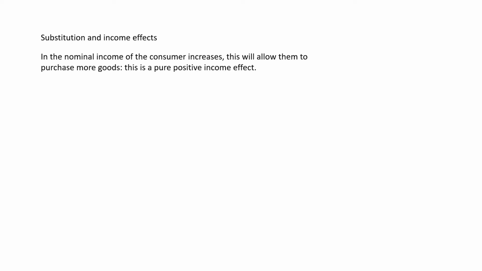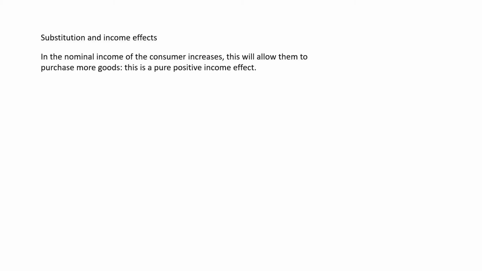In this clip, we look at the substitution and income effects. First, we look at the pure case of an income effect. When the nominal income of the consumer increases, then the consumer will be able to buy more goods and services. That means that his or her purchasing power increased, so the real income increased. This is a clear, pure case of a positive income effect.